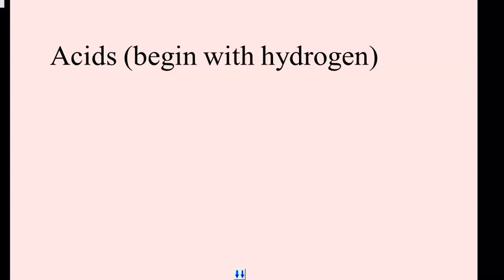We're going to assume that the compounds that we are going to be seeing that begin with H will be dissolved in water. So acids always begin with hydrogen. They're going to be hydrogen and either some other element, or they're going to be hydrogen and a polyatomic ion. And we're going to assume that they're dissolved in water.